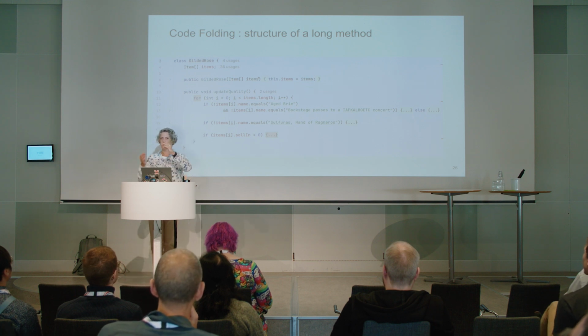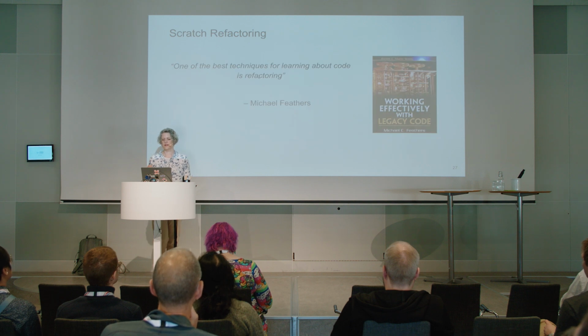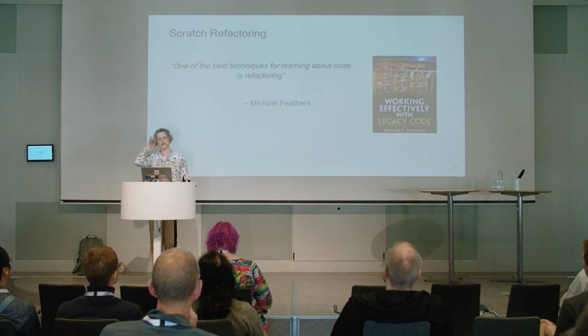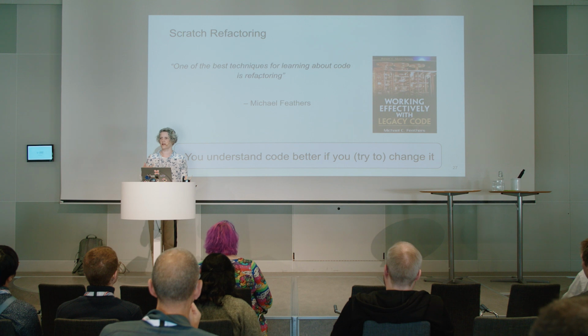So the code folding has helped me to see the top level structure of the big long method and suggest maybe some refactorings. And then the next thing that I might want to do is scratch refactoring. So this is a technique from Michael Feathers' book, Working Effectively with Legacy Code. He suggests one of the best techniques for learning about code is refactoring. And learning about code is what you're doing when you're reading code. And it turns out that you understand the code better if you try and change it.